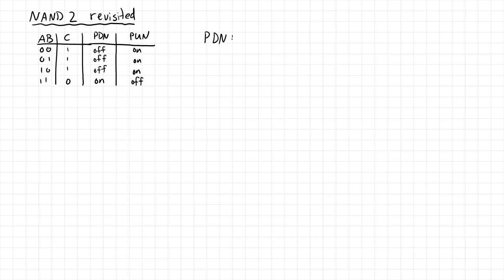Okay, so the pull down network should be on under what condition? The pull down network is on when the output is 0. But if we look at the inputs, the pull down network is on when both A and B are equal to 1. Okay, so that looks like an AND construct that we showed on the previous slide.